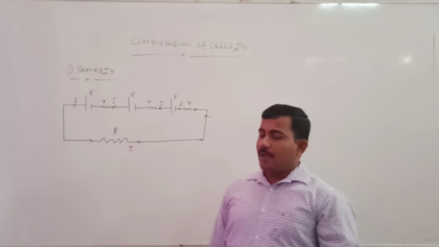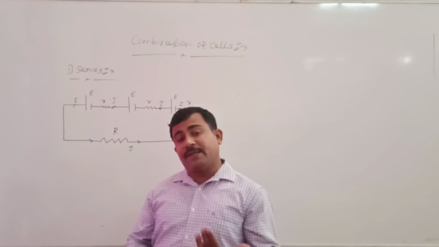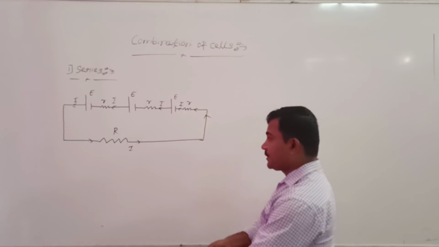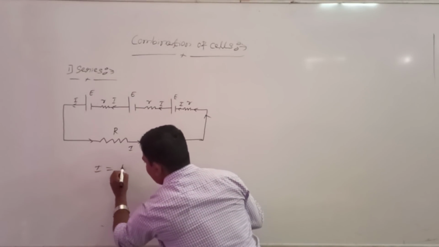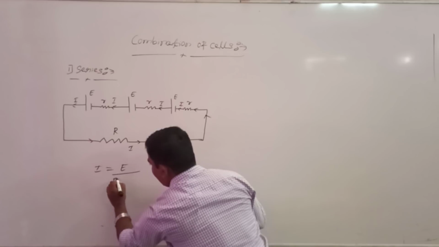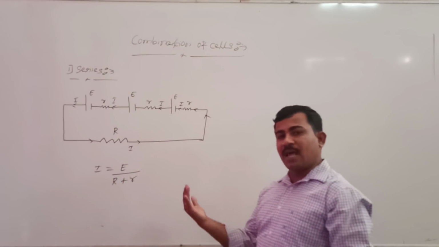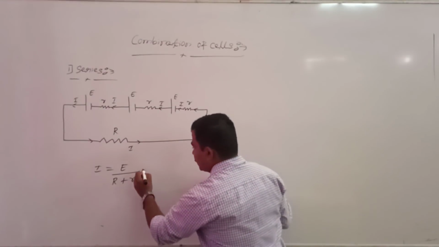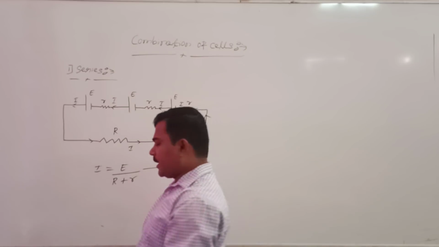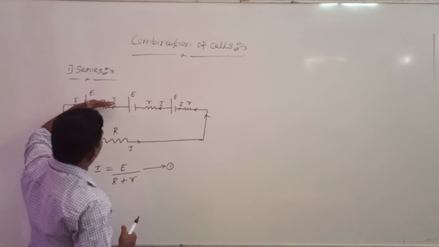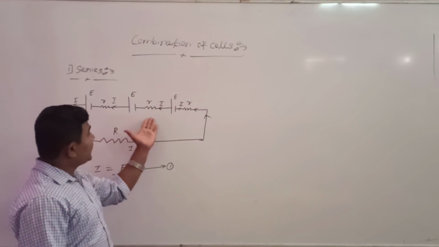We know the relation between current, EMF and internal resistance. The general formula, students, is I equal to E divided by R plus r. In the last video we observed this. Shall we call this equation number 1? But look at me, students. Here a number of cells are connected along the same line, so they are connected in series combination.